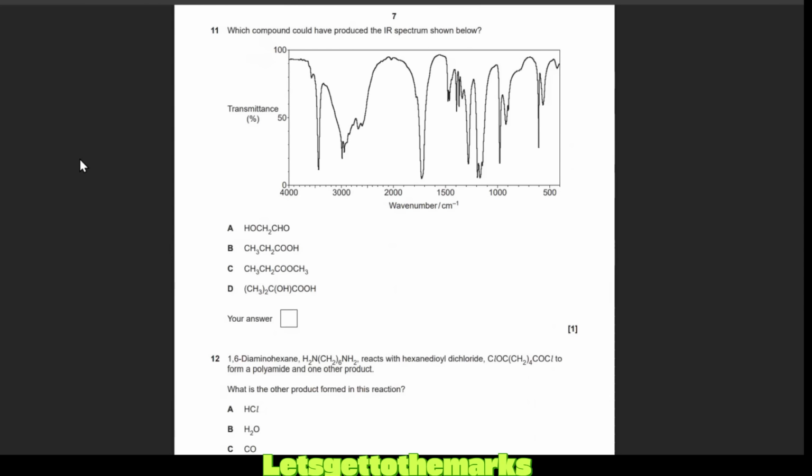Right, we're on to question 11. Which compound could have produced the IR spectrum below? So we've got transmittance and we've got the wave number along here. This is where we're going to have to use the data book. So let's check it out.